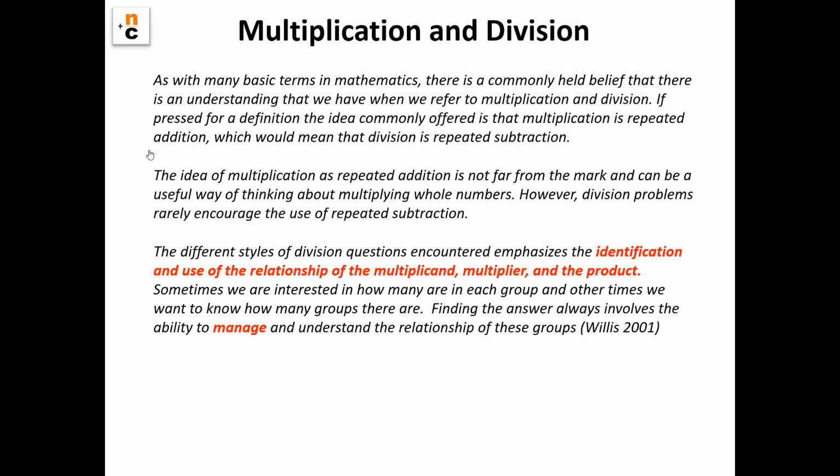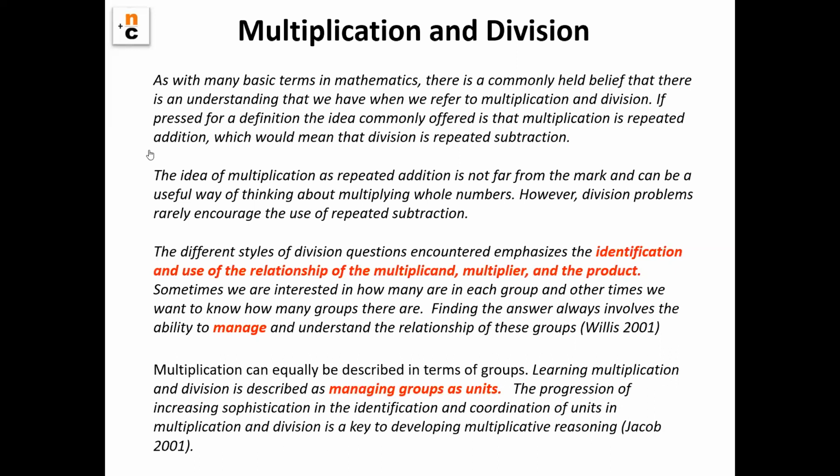The different styles of division questions emphasize the identification and use of the relationship of the multiplier, multiplicand, and product. Sometimes we are interested in how many are in each group, and other times we want to know how many groups there are. Finding the answer involves the ability to manage and understand the relationship of these groups. Multiplication can equally be described in terms of groups. Learning multiplication and division is described as managing groups as units. The progression of increasing sophistication in identification and coordination of units in multiplication and division is key to developing multiplicative reasoning.